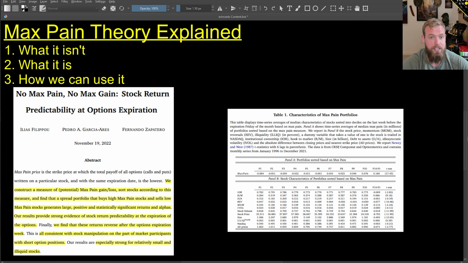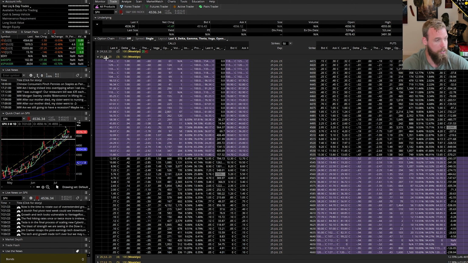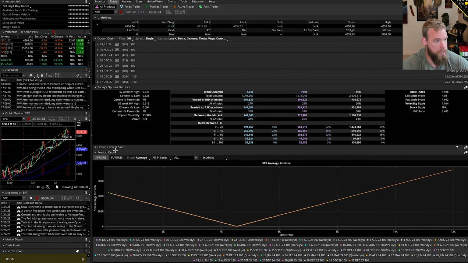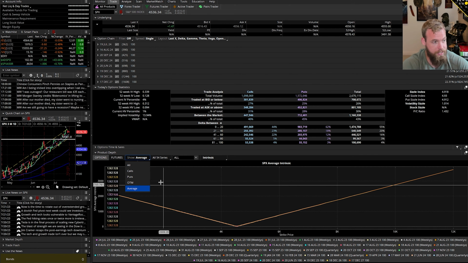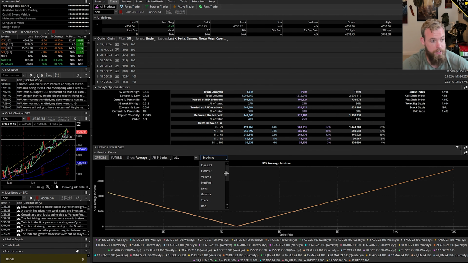So now let's take a quick look at how we can find it. For example, what I'm going to do is pull up some options product depth details. And right now I have it set to show me the average. So this is combining calls and puts into one individual chart for me. It's easier to see. The other thing you'll notice over here is I have intrinsic value.